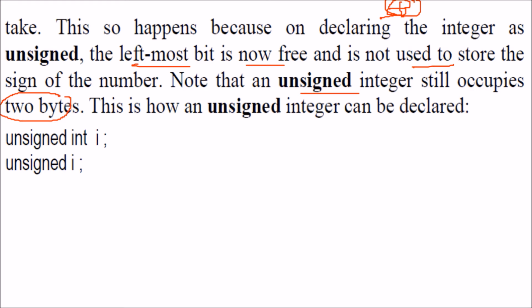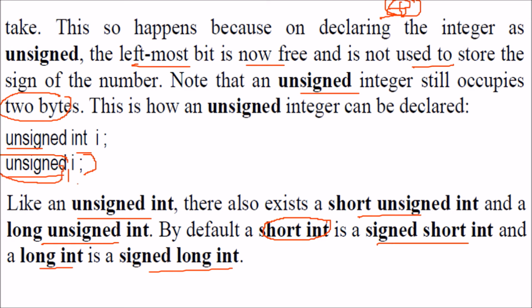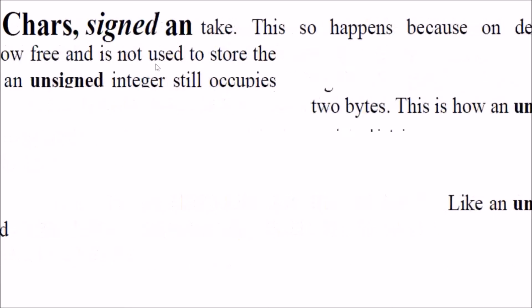So how to declare an unsigned integer? Unsigned int I, or unsigned I. You don't need to put int. This is the shorthand form. Like the unsigned integer, you have short unsigned integer and long unsigned integer. By default, a short integer is a signed short integer, and a long integer is a signed long integer. If you want to make it unsigned, you have to specifically write unsigned; otherwise it will be signed.